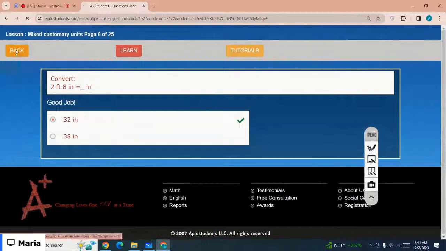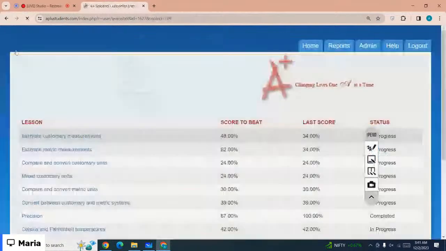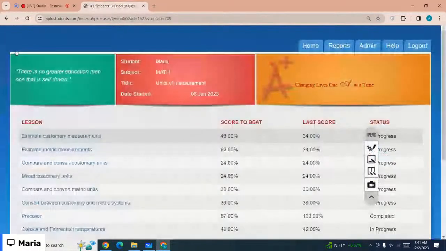So we were working on grade 7 math. The chapter we're working on is unit of measurement, and the lessons we have covered today are estimate customary measurements, estimate metric measurements, compare and convert customary units, and mixed customary units, right? Please make sure that before the next session you complete all the practice questions for the lessons we did today. If you need more help with any of the lessons, you can contact any tutor on Skype.